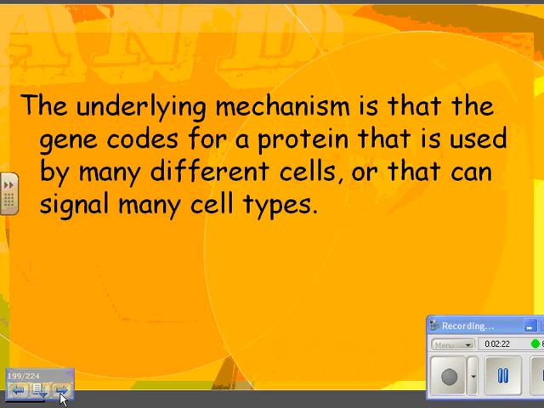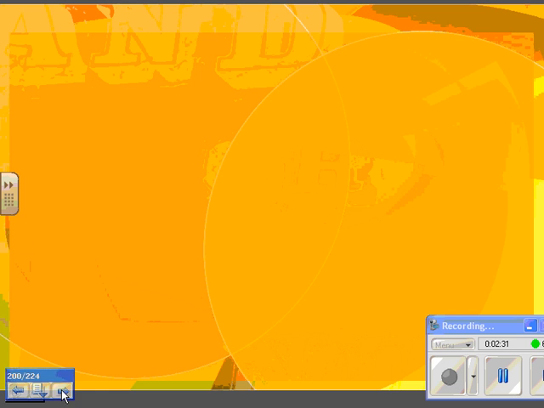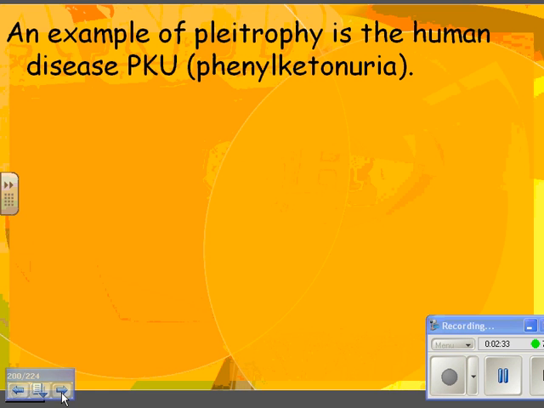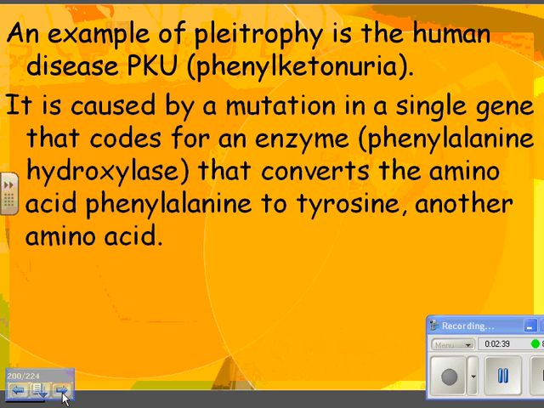So the underlying mechanism is that the gene codes for a protein that's used by many different cells or that can signal many cell types. So some mutations just affect one thing, but some mutations affect a ton of things. Another example of pleiotropy is the human disease PKU, phenylketonuria. It's caused by a mutation in a single gene that codes for an enzyme. The enzyme is phenylalanine hydroxylase, and it converts the amino acid phenylalanine to tyrosine, which is another amino acid.